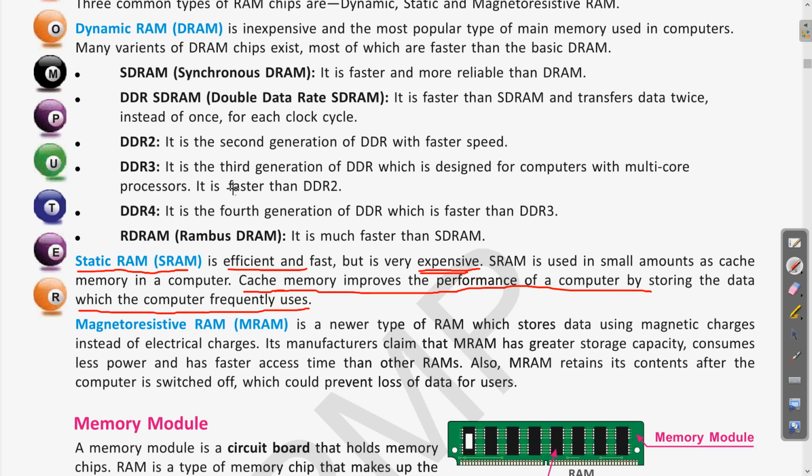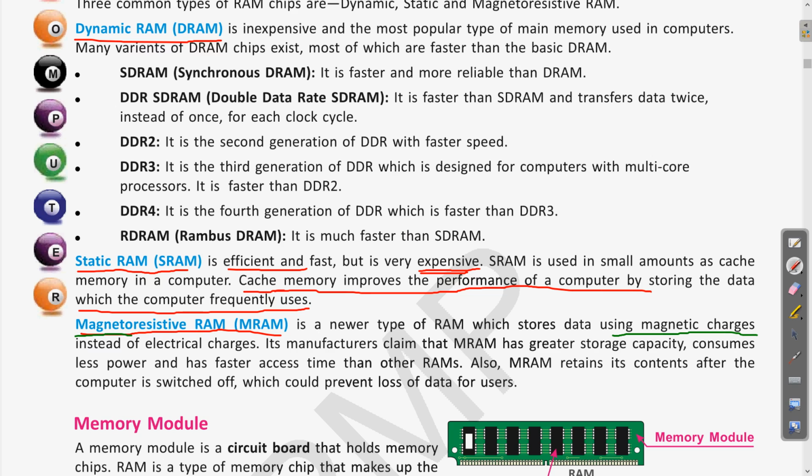Clear? So we have seen the dynamic RAM, that was DRAM. SRAM is the static RAM, and the third variation of RAM is the magnetoresistive RAM. So what is magnetoresistive RAM? Let us see now. Magnetoresistive RAM is a newer type of RAM. The magnetoresistive is also a type of RAM which stores data using magnetic charges. Clear? So as you can see here, it is using magnetic charges instead of electric charges. Because of this, the name is magnetoresistive.